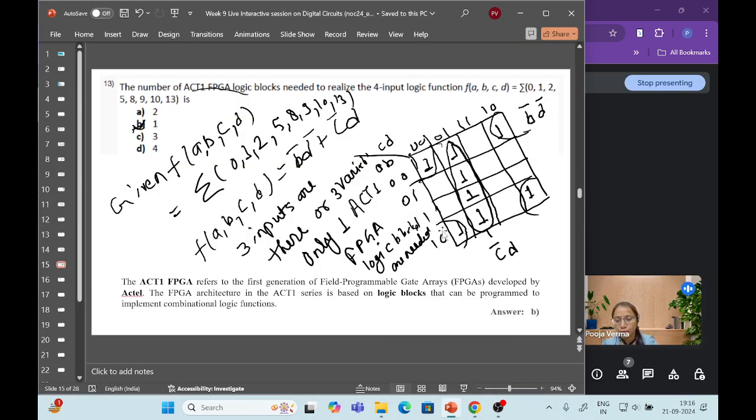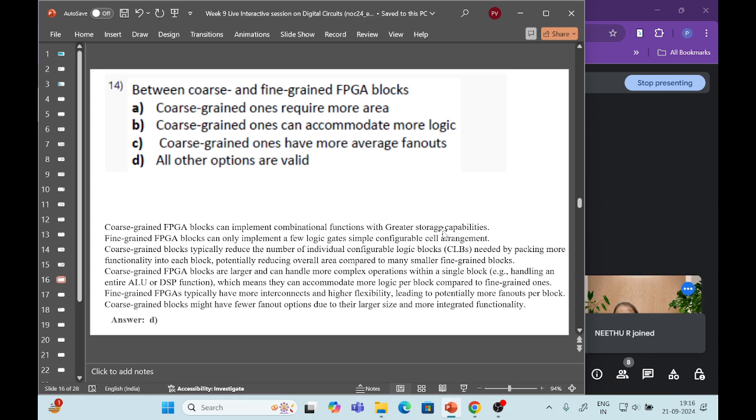Okay, so moving to the next question. The next question is between coarse and fine grained FPGA block. Options are given. A is coarse grained ones require more area. Option B is coarse grained ones can accommodate more logic, option C is coarse grained ones have more average fan out, or option D is all other options are valid.